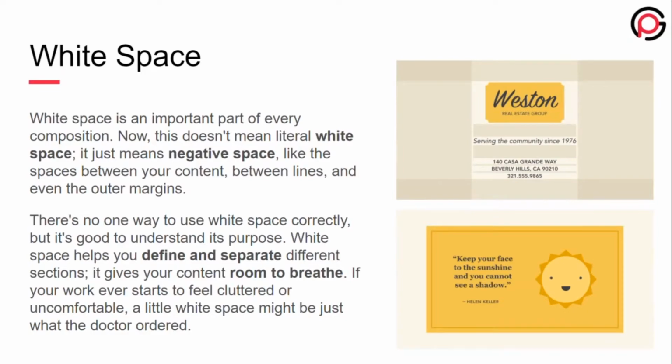Moving on to our next principle, white space. White space is an essential part of every composition. This does not mean literal white space. It just means negative space, like the spaces between your content, lines and even the outer margins. Like we have an example here. We have a layout of Weston. In this layout, we have the text, and as you can see, these margins in between the text are called the white space or negative space. This space serves the purpose to define and separate different sections and gives the content room to breathe so that the reader can understand it correctly.